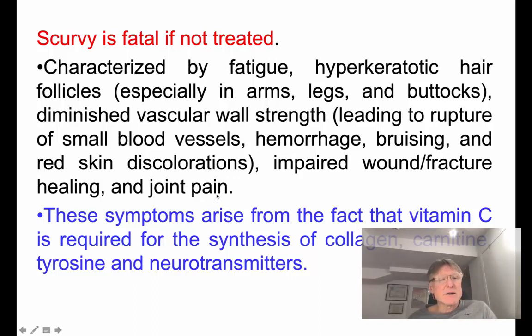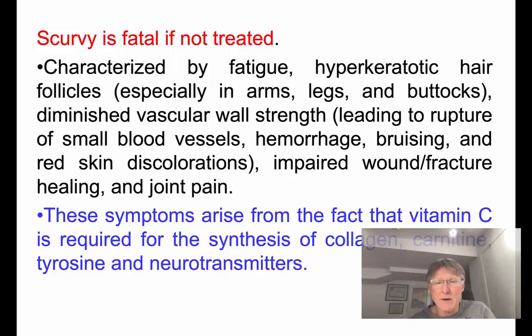And the reason for this is because all these symptoms arise from the fact that vitamin C is required for the synthesis of collagen, carnitine, tyrosine, and neurotransmitters. Remember, collagen is what confers your skin rigidity. It's elastic. There is some degree of elasticity, but there is also some degree of rigidity, because when you pull your skin, there is resistance. It's tough for you to break it. So that resistance, that rigidity that your skin has, is largely conferred by collagen.